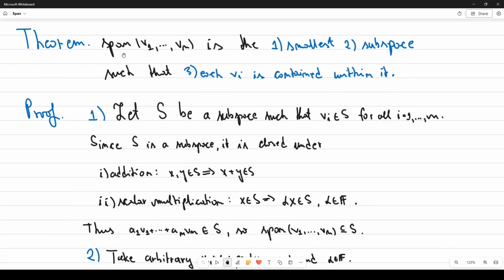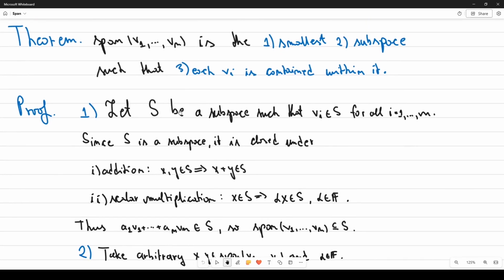Theorem: the span of vectors v1 to vn is the smallest subspace such that each vector vi is contained within it. So we have to show three things about span. We have to show that it is a subspace, and that it's also the smallest subspace such that it contains each given vector v. So let's show all of this. First, let's show that it's the smallest subspace.